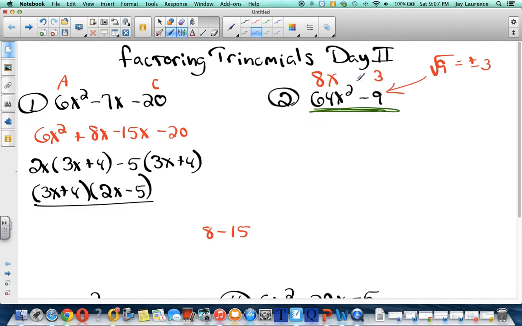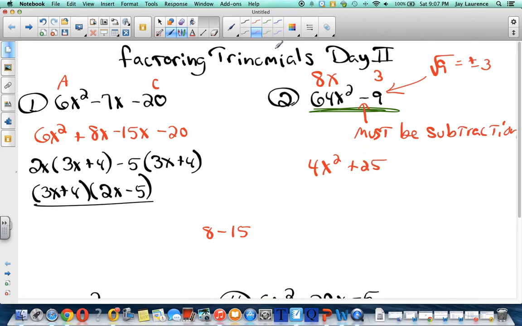The difference of perfect squares, oh, you've got to make sure this is subtraction. It must be subtraction. If you have two positives, you cannot do this trick. It will not work. If you had 4x squared plus 25, this is actually prime.